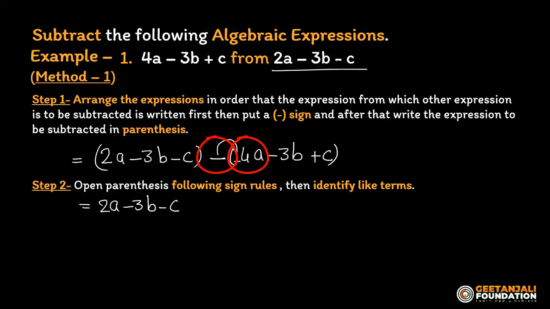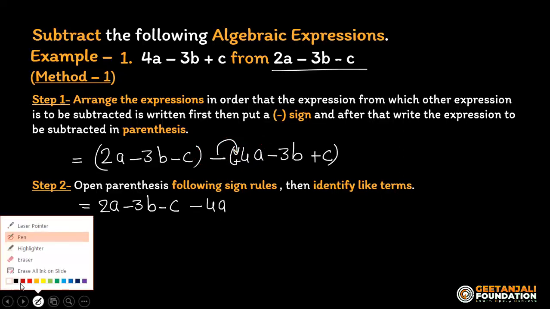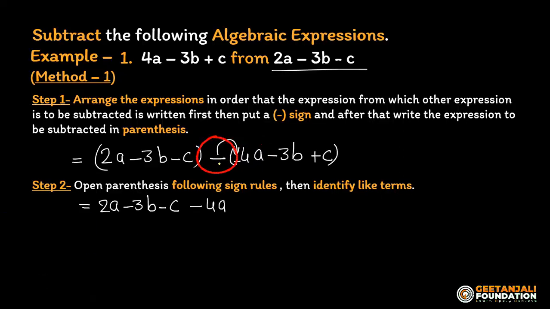So this minus and this plus will give you minus 4a. Now next we consider the sign of this minus and this 3b. So these two are negative, as we have already seen in the sign rule. Negative negative becomes positive in multiplication. So it will be plus 3b.